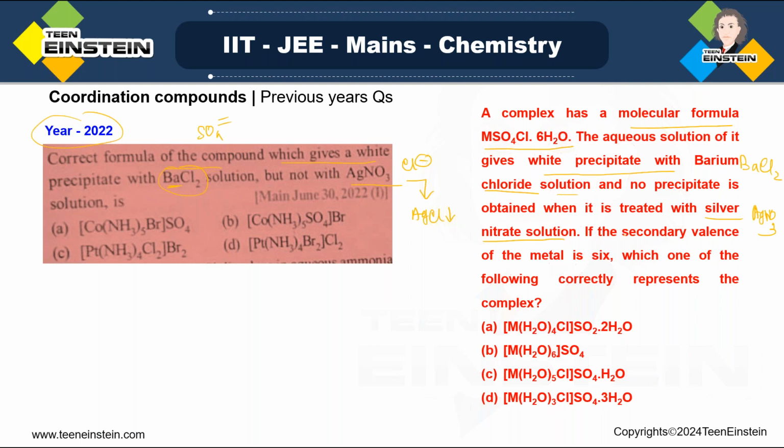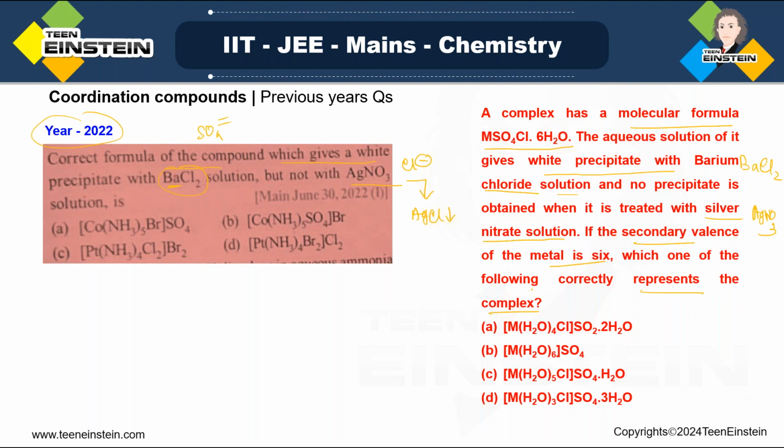Just compare these two. If the secondary valency of the metal is 6, that means it will be attached with 6 coordination within the second bracket. And primary valence means the actual oxidation state. Secondary valence means the coordination number. Which one of the following correctly represents the complex?